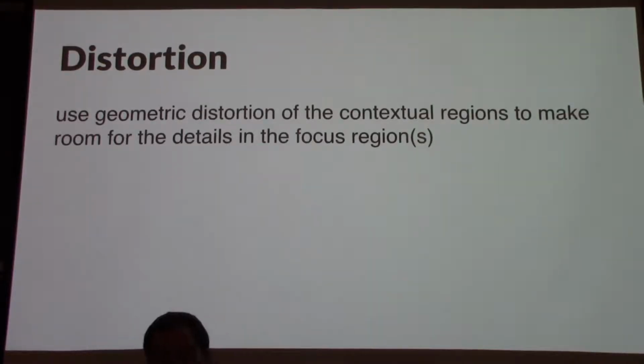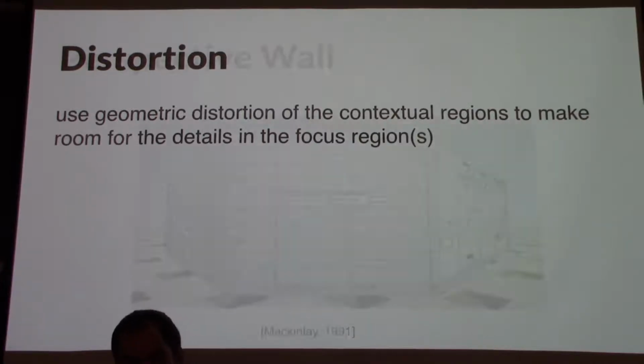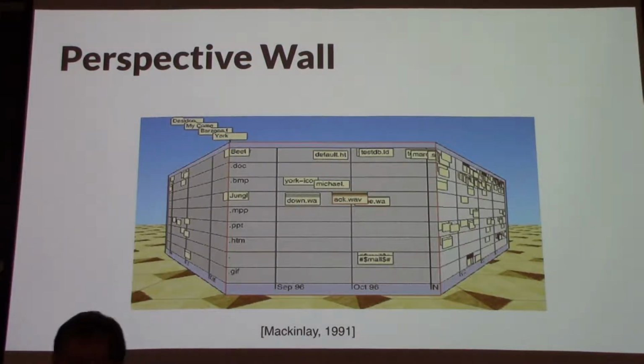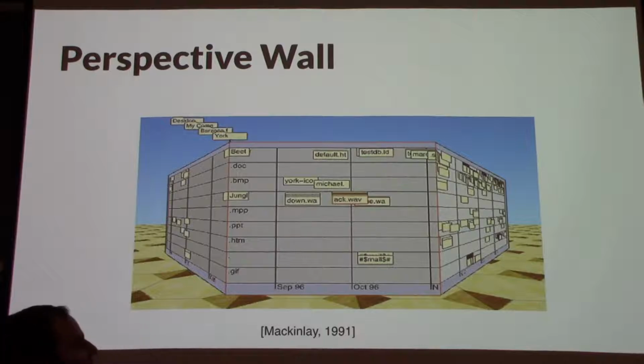A completely different, or well, conceptually different idea is distortion. So that you use geometric distortion of contextual regions to make room for details in the focus regions. So here's one example, which is one of the very first InfoVis papers, that was dedicated to information visualization, the perspective wall.